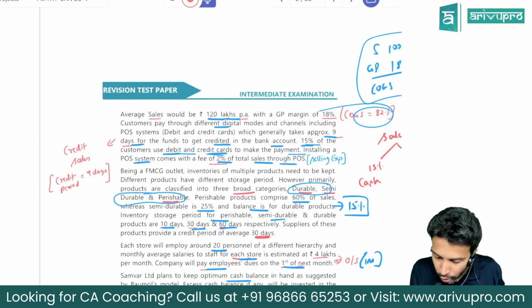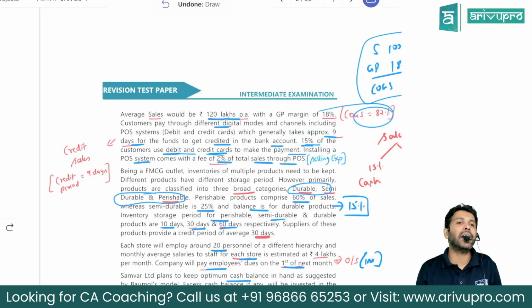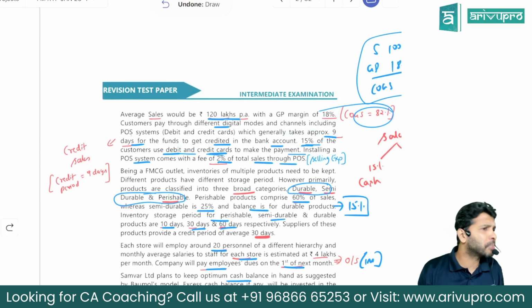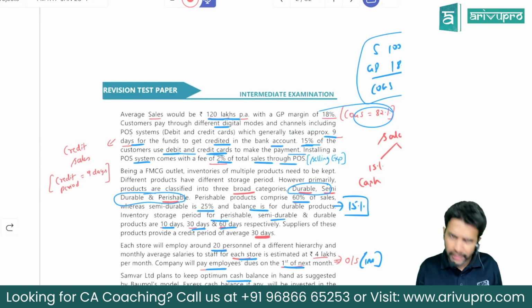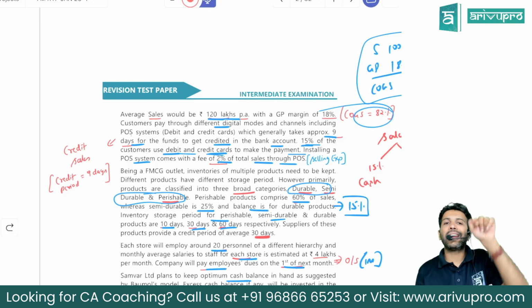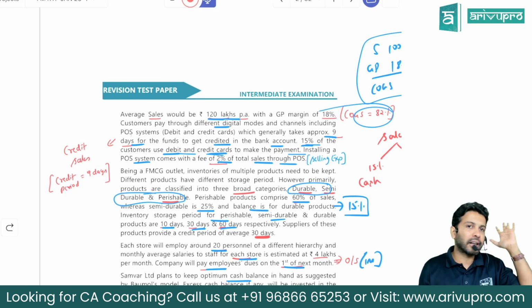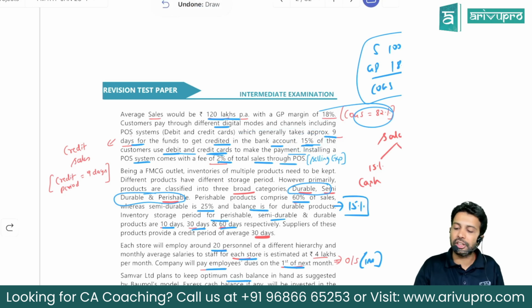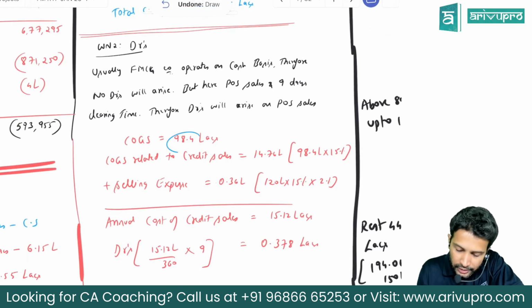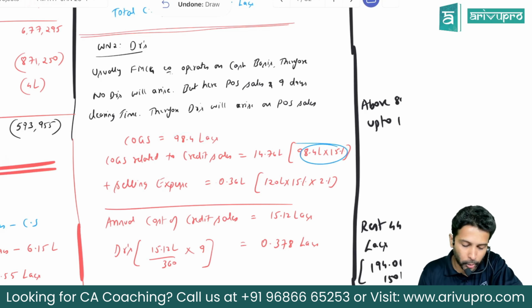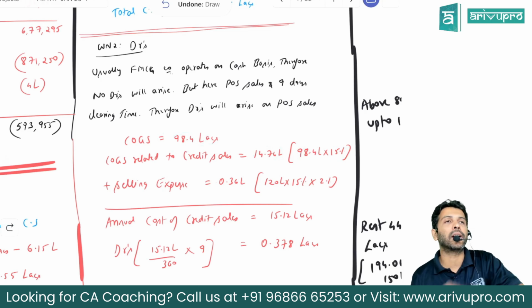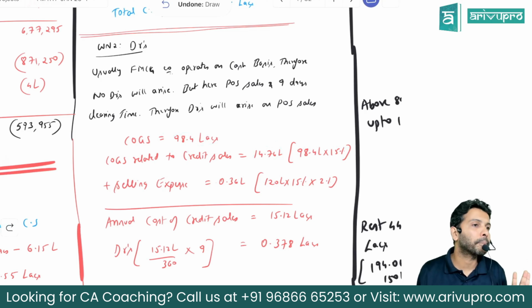The question said that only 15% of the customers use debit and credit cards; the rest buy on a cash basis. If they pay cash, will a debtor arise? No. Debtors will arise only for debit card and credit card sales, which constitute 15% of sales. So calculate: 98.4 is for 100%. For 15%, how much will it be? 15% of 98.4 will be 14 lakh 76,000. Any doubt till here? Okay.